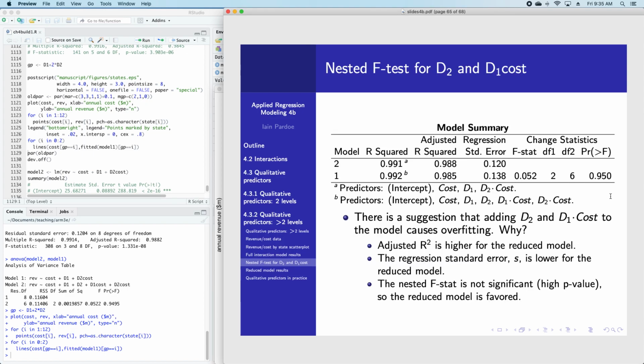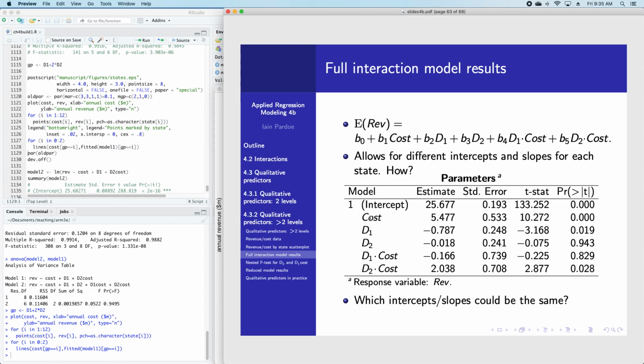And so some people would just stop here and say, okay, this model is fine and it respects hierarchy. It doesn't matter that I've got a high p-value here because I need to keep the interaction in the model. So they might consider getting rid of this term, D1 cost, but they would keep D2 in the model. I don't think it actually makes that much difference in this case.